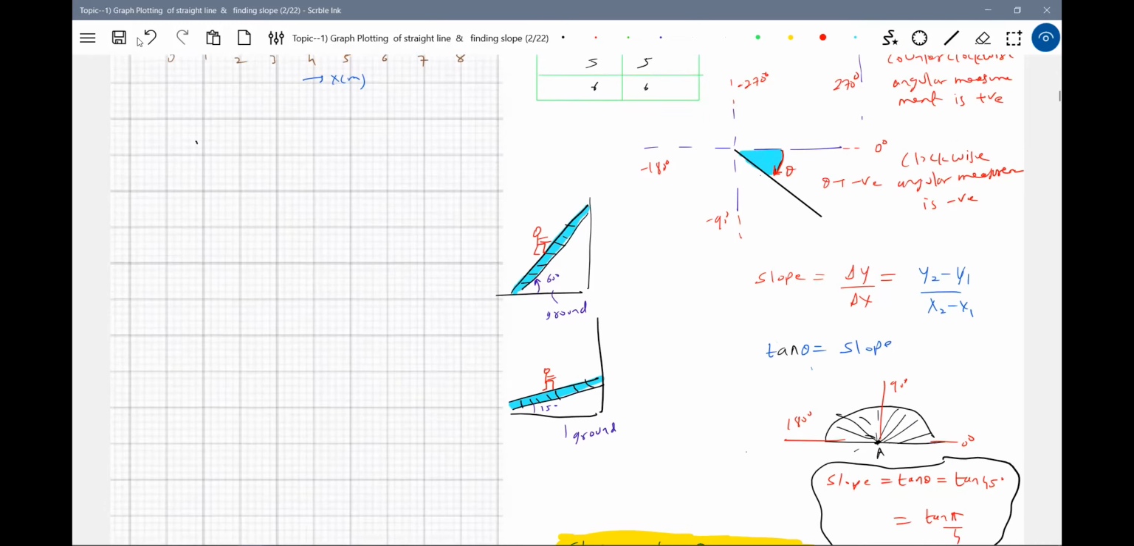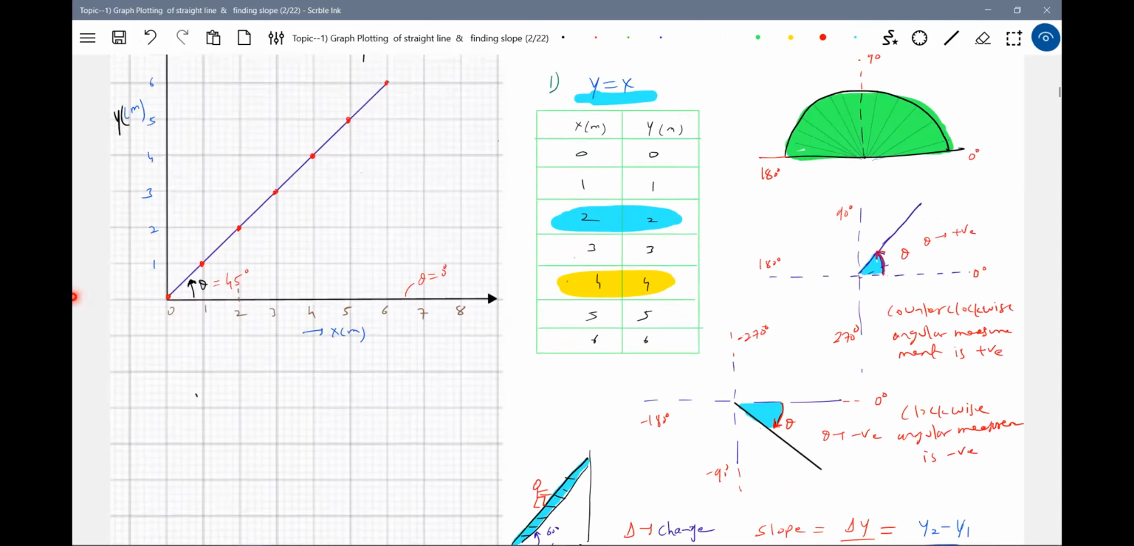How do we define slope? Delta y by delta x. What do you mean by delta y? Change, final minus initial. Change in y by change in x. So delta represents change. The ratio of change in y to change in x is what we should take as the slope here.